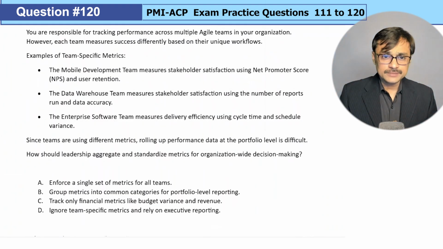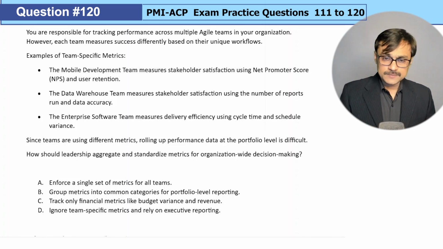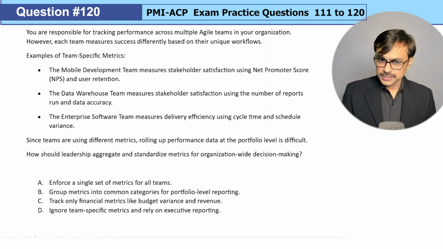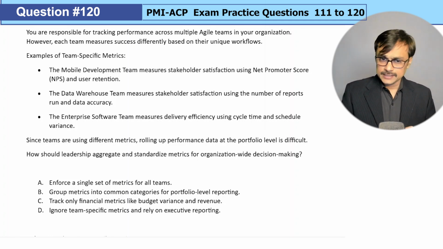Question number 120. You are responsible for tracking performance across multiple agile teams in your organization. However, each team measures success differently based on their unique workflow. Example of team-specific metrics: the mobile development team measures stakeholder satisfaction using NPS and user retention. The data warehousing team measures stakeholder satisfaction using the number of reports run and data accuracy.